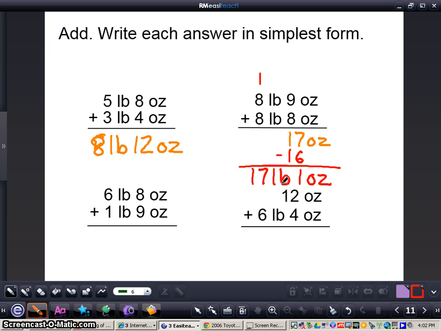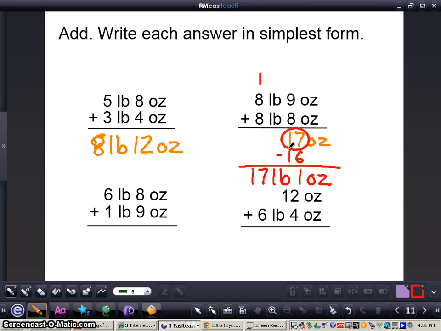Okay, now the reason why I had to regroup is because 17 ounces was more than 1 pound, so I just subtracted the pound from there, which is 16 ounces, and then regrouped over to the pounds. Now what I want you to do is write down 6 pounds 8 ounces plus 1 pound 9 ounces. Just write that out in your math journal. We'll complete this problem together.